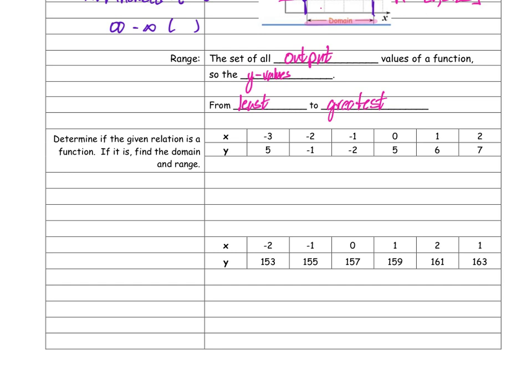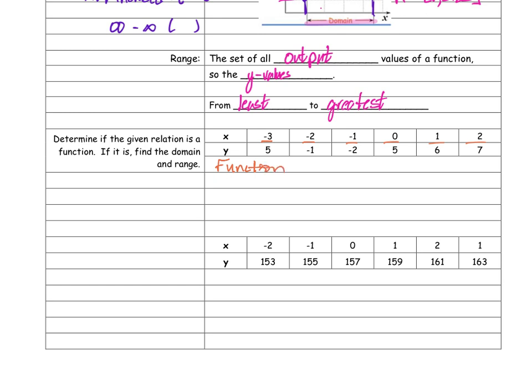Because it's going to be on your checkpoint. So how do I tell if a table is a function? The x-axis doesn't have two numbers that are the same. Very good. I'm going to look at the x values. And if I only have one of each x value, it's a function. So is this one a function? Yes, this one's a function. Great.